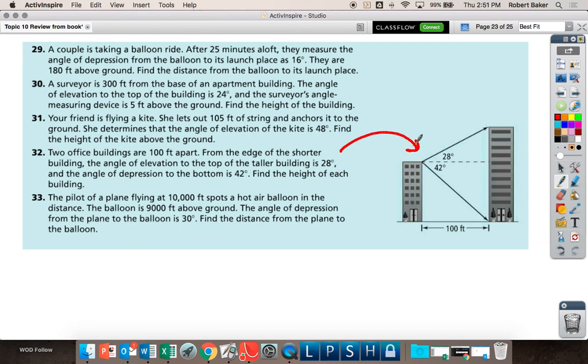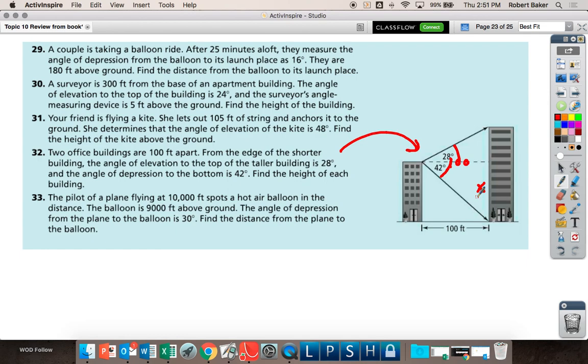Did you see that? Two office buildings are 100 feet apart. From the edge of the shorter building, the angle of elevation to the top of the taller building is 28 degrees, right here. The angle of depression to the bottom building is 42 degrees, right here. Find the height of each building. So I just moved 100 right here. Still accurate? So how big is x? Or what would you do to solve for x?